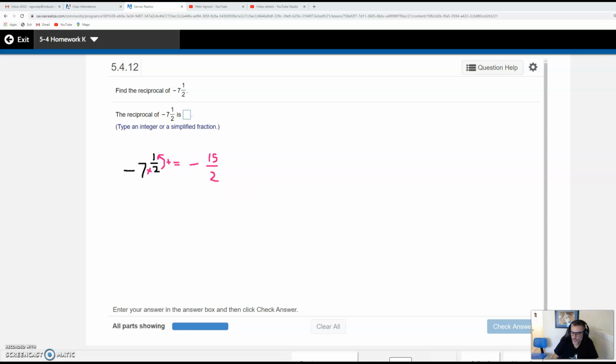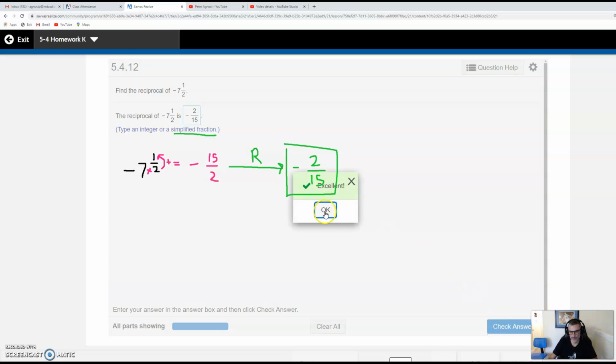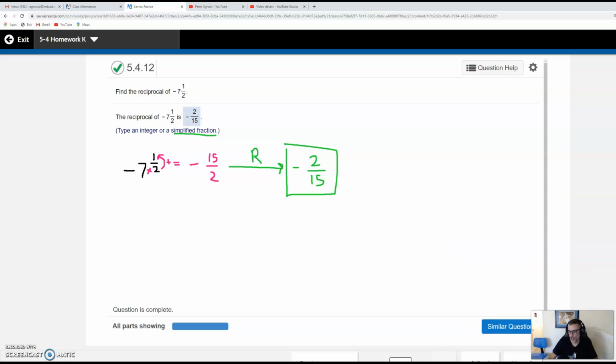And now to find the reciprocal. All right, to find the reciprocal, the sign stays the same, and I flip the top and bottom. So it becomes -2/15. And this is a simplified fraction. So -2 over 15. Got it. Okay.